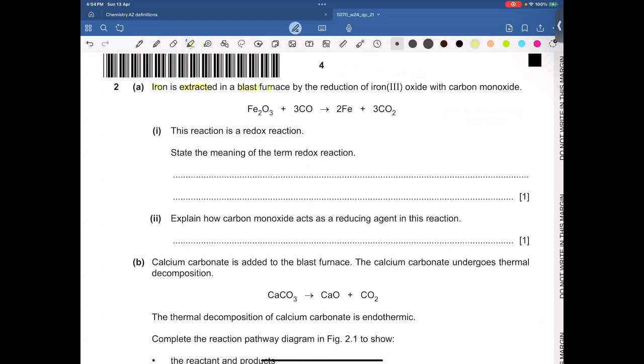Iron is extracted in a blast furnace by the reduction of iron(III) oxide with carbon monoxide. Remember one thing, carbon monoxide is a reducing agent. And so it is a redox reaction, because carbon monoxide is oxidized while iron over here is getting reduced. So the reaction is a redox reaction. State the meaning of the term redox.